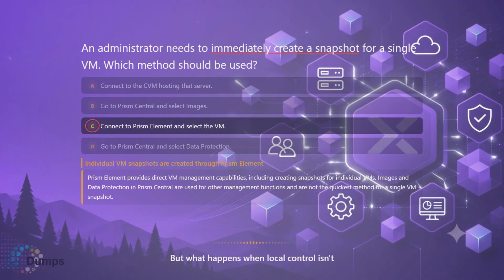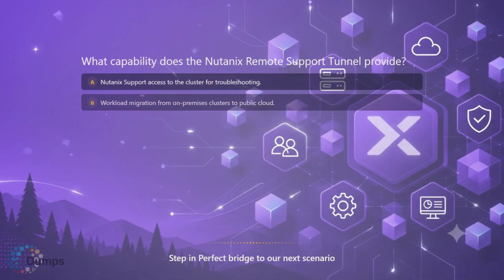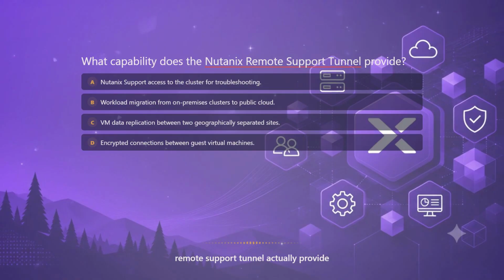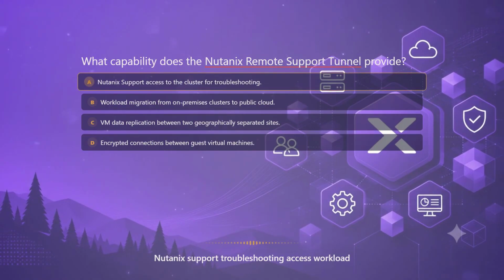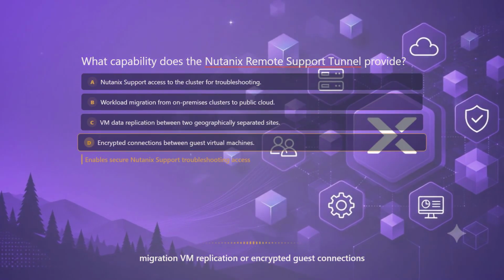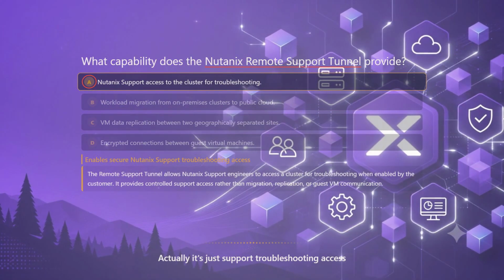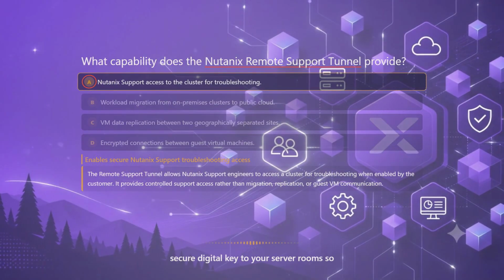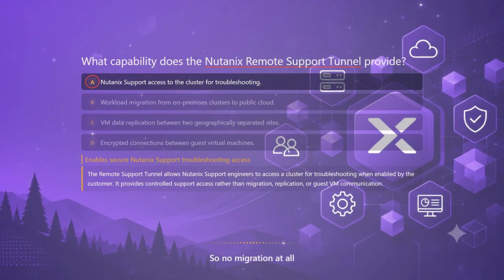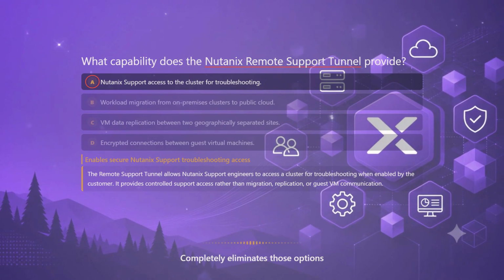But what happens when local control isn't enough and you need the manufacturer to step in? Perfect bridge to our next scenario. What capability does the Nutanix Remote Support Tunnel actually provide? Nutanix Support troubleshooting access, workload migration, VM replication, or encrypted guest connections. I'm guessing migration to the cloud. Actually, it's just support troubleshooting access. It's like giving Nutanix a temporary secure digital key to your server rooms so they can look at the wiring themselves. So no migration at all. Nope, it has absolutely nothing to do with migrating workloads or replicating data, which completely eliminates those options.